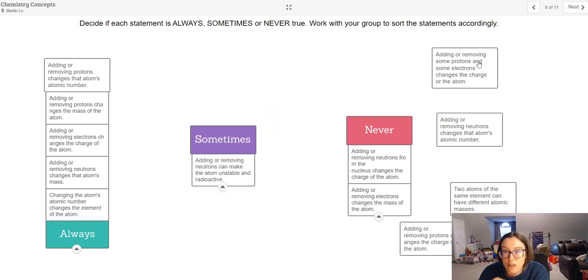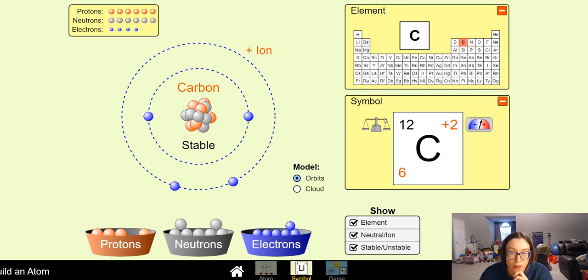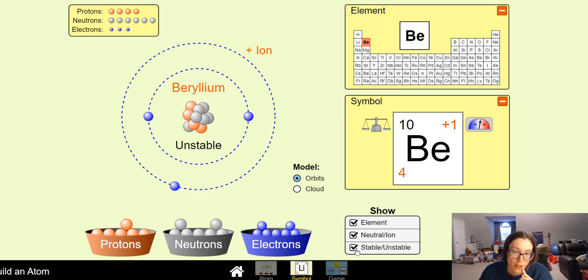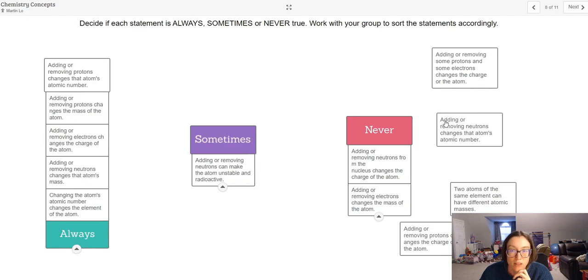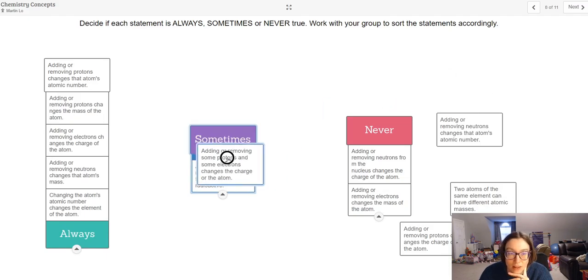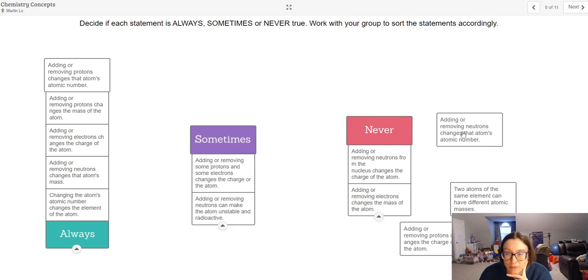All right, adding or removing some protons and some electrons changes the charge of the atom. Well, let's see. If we have right now a positive 2, if we remove 1 proton and 1 electron, it doesn't change, right? But if we take away just 2 protons but no electrons, then it does change. So that's going to be a sometimes one because it depends on how many you're removing or adding, right? So you just have to be more specific.